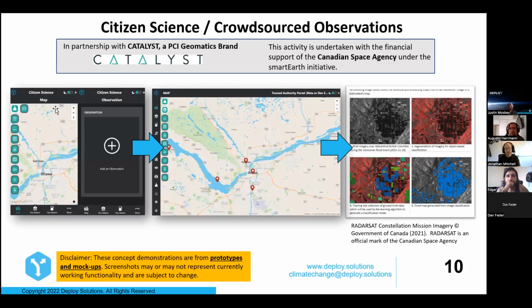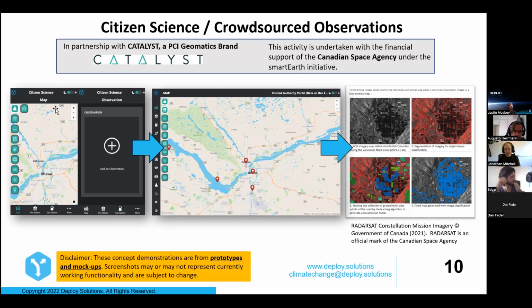We also think that people could be citizen scientists, and they'd have the ability to upload information that would assist the authorities with responding. So we're partnered with a company called Catalyst, which is an expert at algorithms and making sense of geospatial and Earth observation data. We're supported by the Canadian Space Agency under their Smart Earth initiative. So we embarked on this project about 6 months ago now. It's a long-running R&D project.